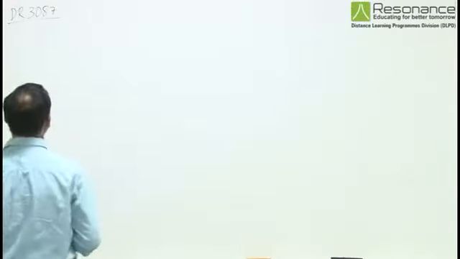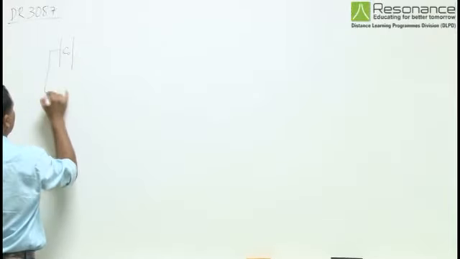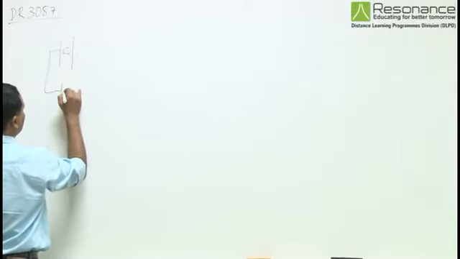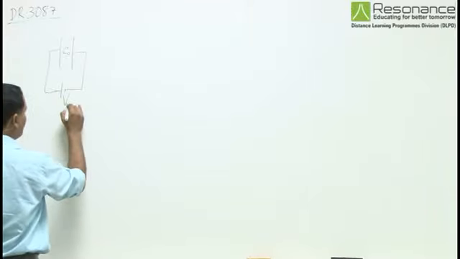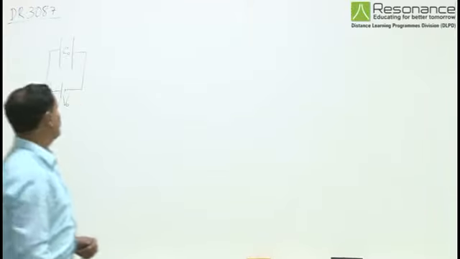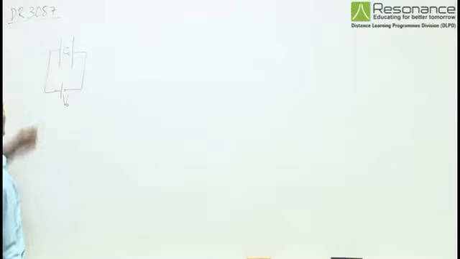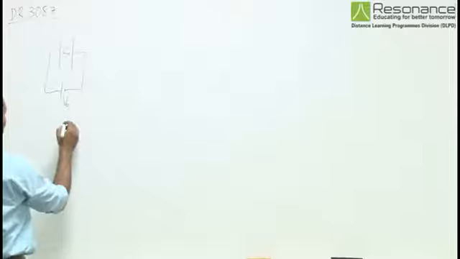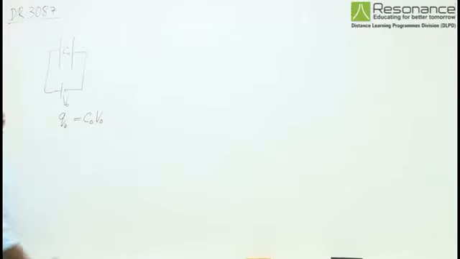So what is being done? We have a capacitor of capacitance C naught connected to a battery having potential difference V naught. So when it is connected with the battery, the maximum charge stored on the capacitor is Q naught, equal to C naught V naught. This is the maximum amount of charge stored on the capacitor.